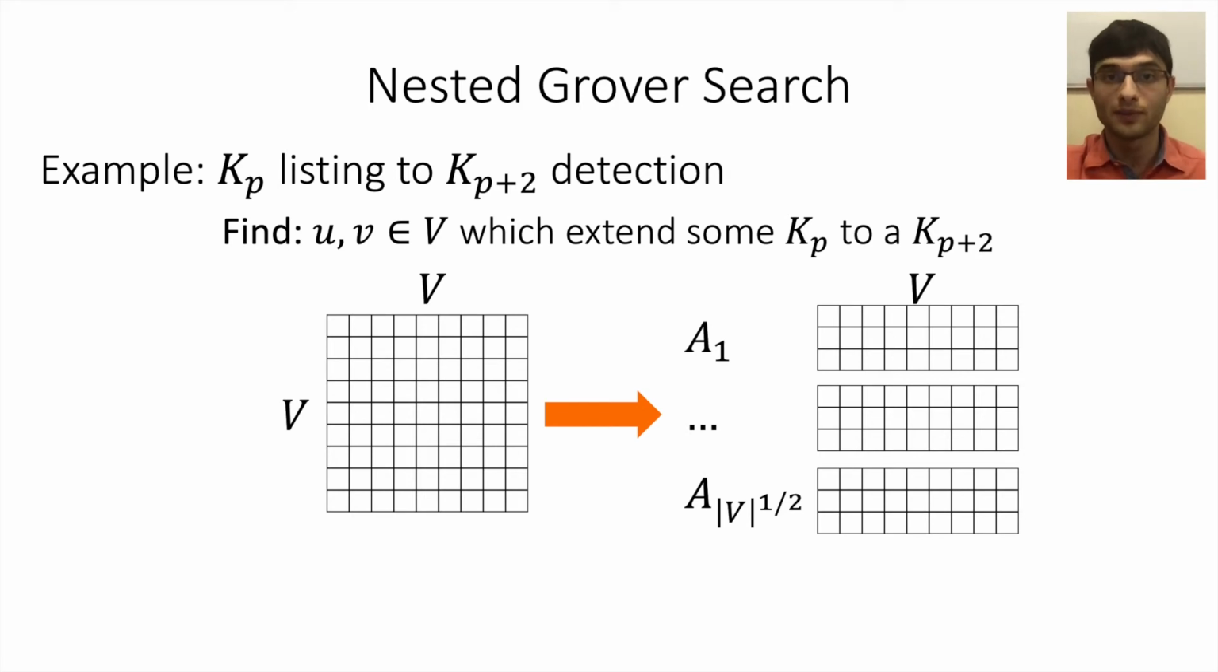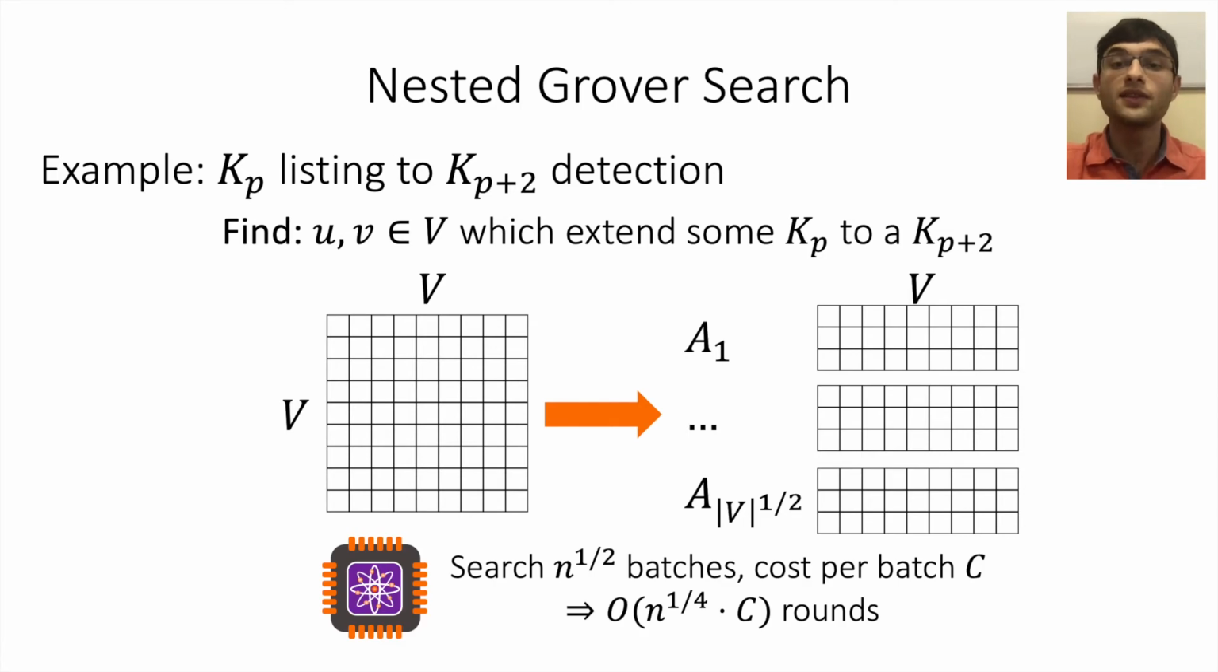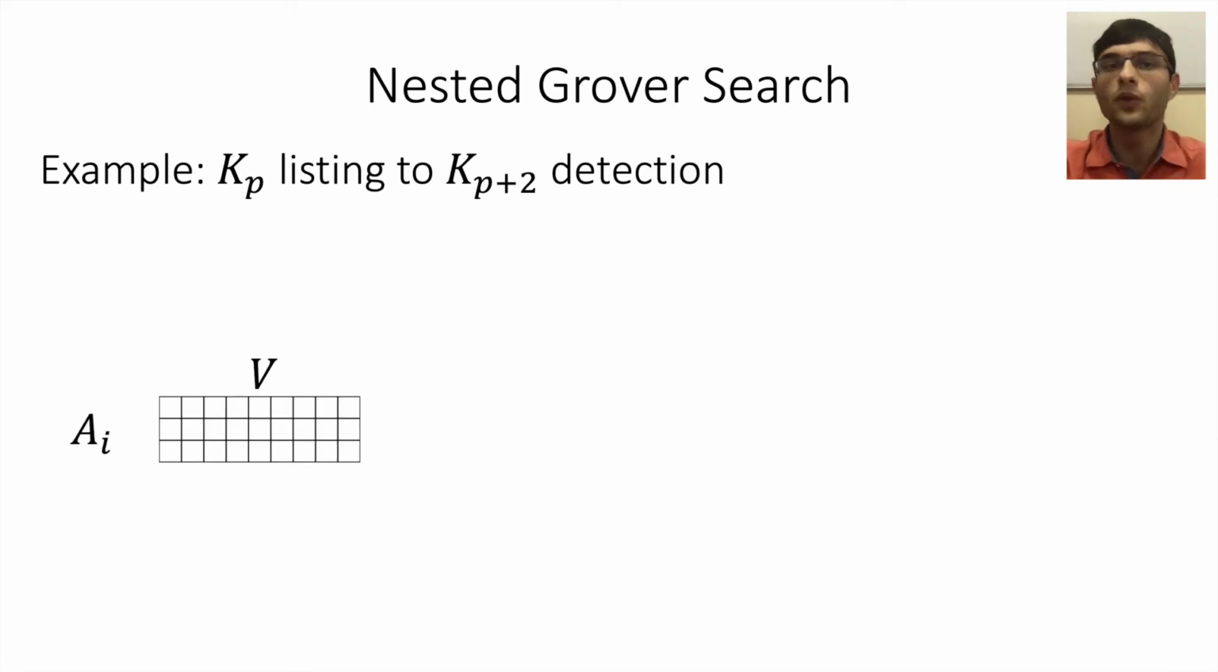We take the search space and partition it into square root of n parts, called A_1 to A_square-root-of-n, and we search over these batches. Assume that the cost of searching over one batch is c, to see if this batch has some pair which extends a K_p to a K_{p+2}. If we search over all batches quantumly, it'll take n to the 1 over 4 rounds times c, since there are n to the 1 over 2 batches. So what's this value c?